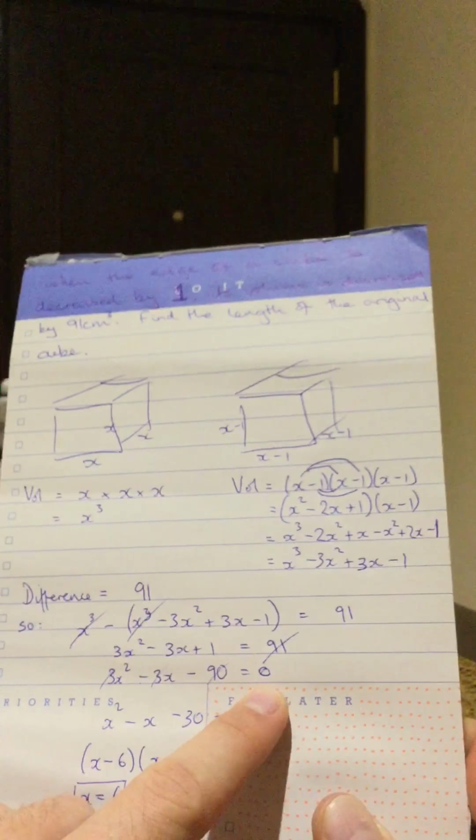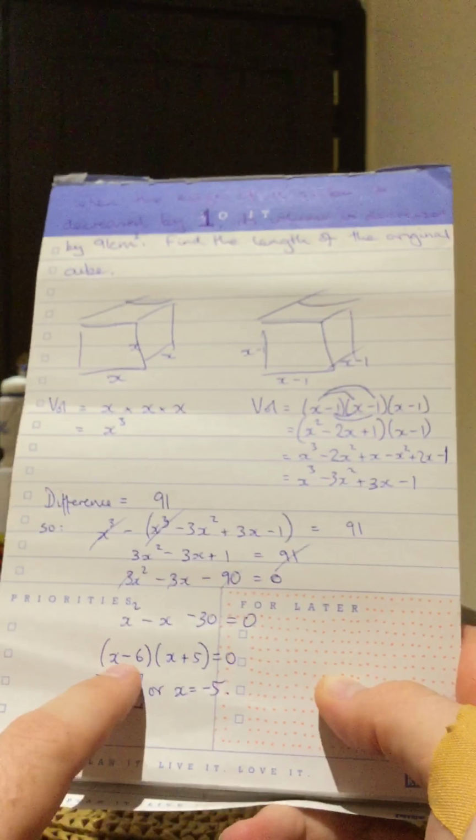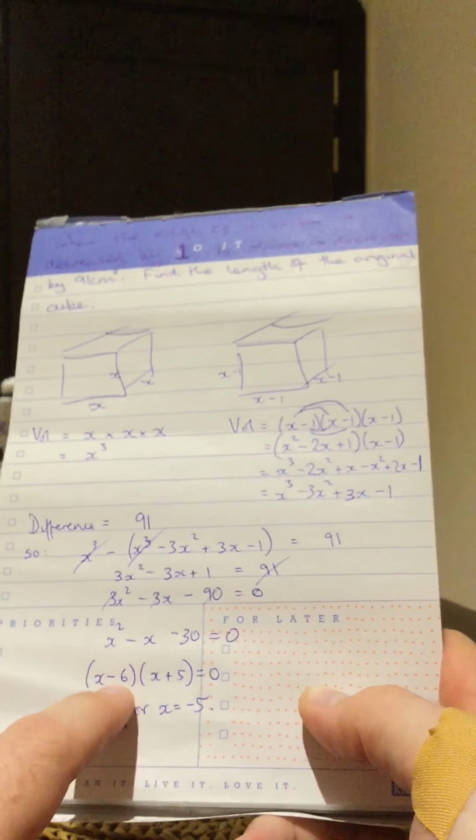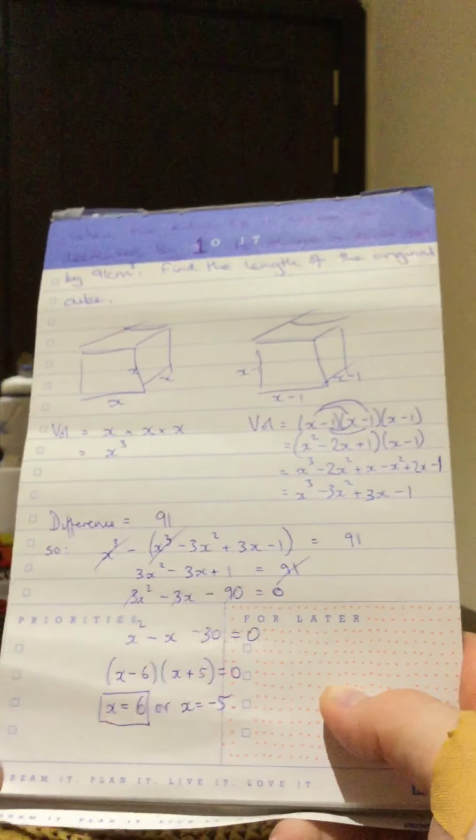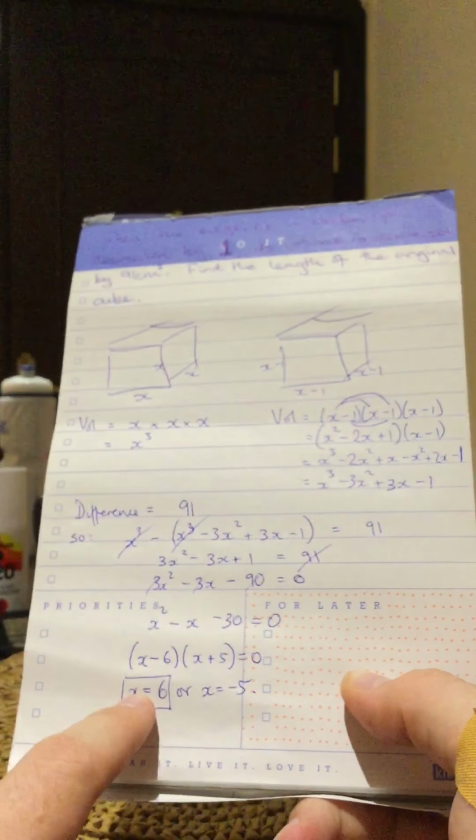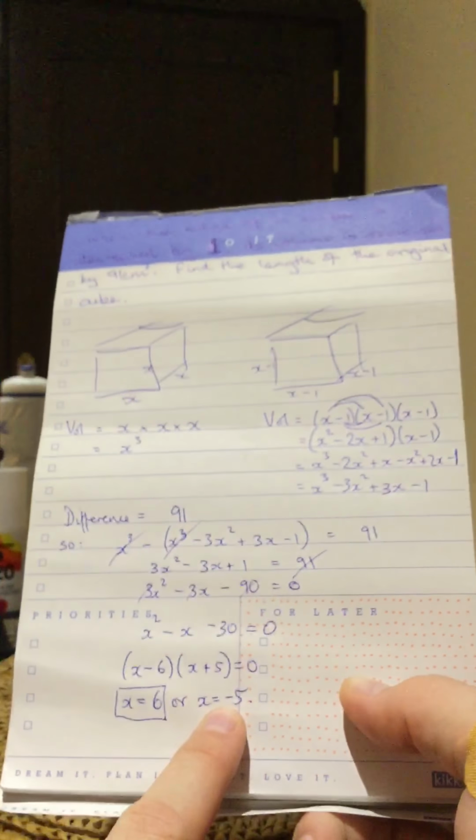Divide them all by 3, because they're all multiples of 3, and you get this, which we hopefully will be able to factorise. And you can factorise it. It's x minus 6 and x plus 5. And then you've got two answers here. x is going to be 6 or x is going to be minus 5.